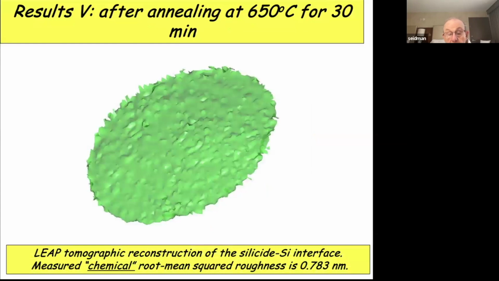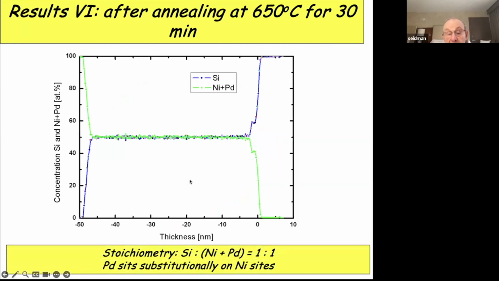And you can also get out chemical roughness of the interface. This interface has a root mean squared roughness of about 0.78, 0.8 nanometers, let's say. See, this is the green, this is the silicide, and this is the roughness of the interface, which says something about the resistivity also of the interface. And here's a beautiful example, actually. You can see the stoichiometry over here is about 1-to-1. And the palladium is sitting substitutionally then on the nickel sites over here. And then once again, at the interface, you get a different kind of behavior from the bulk, in quotation marks.